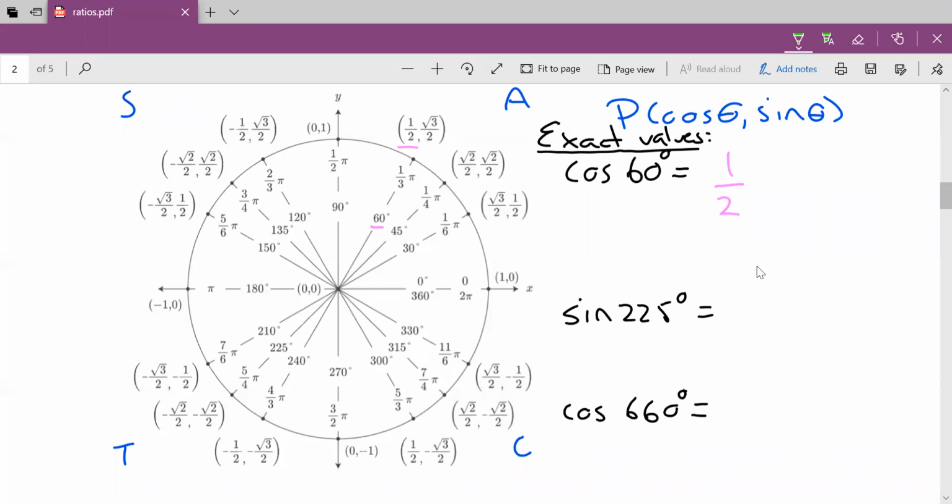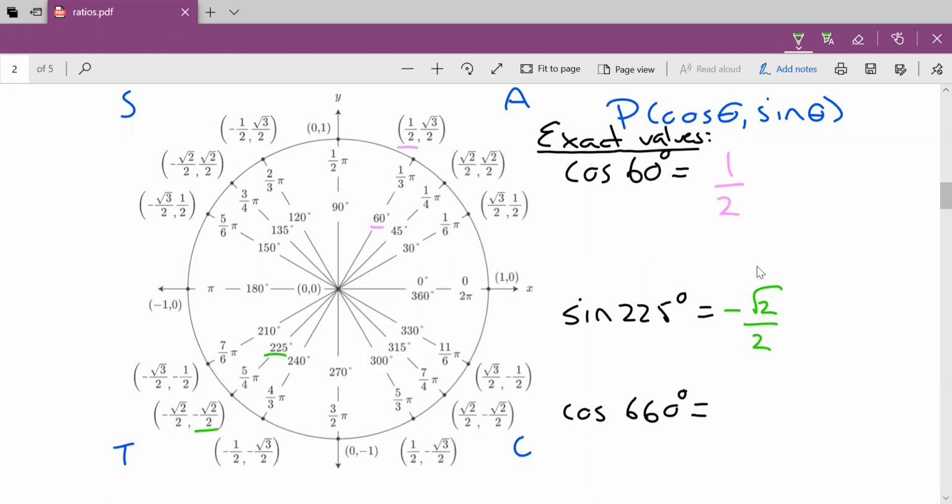Sine 225. So unit circle, 225. Sine is my y value right there. Now, the only thing I need to watch for is making sure that ratio is negative, like it tells me it is.